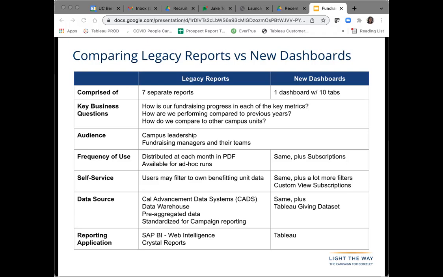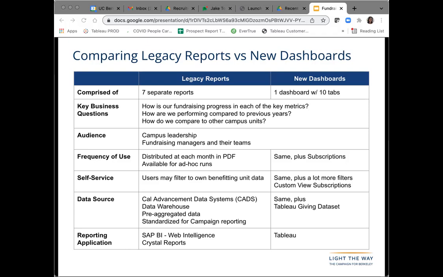And that speaks to self-service too. We've always focused on self-service, but now it's even more so, right? Tableau, you'll see when I do the demo, Tableau is just amazing. It allows us to do a whole lot more and make it much more useful to people.